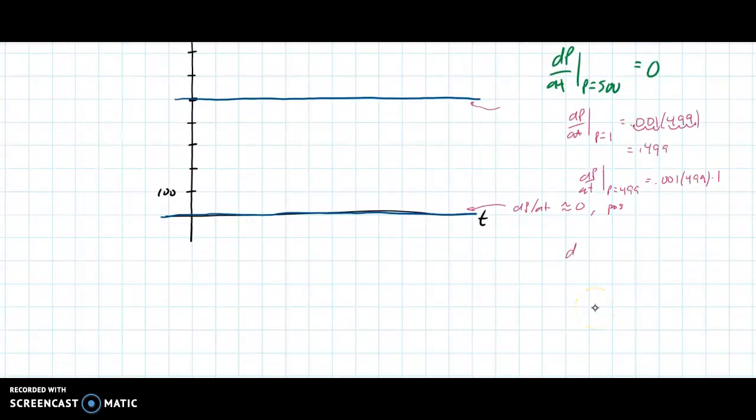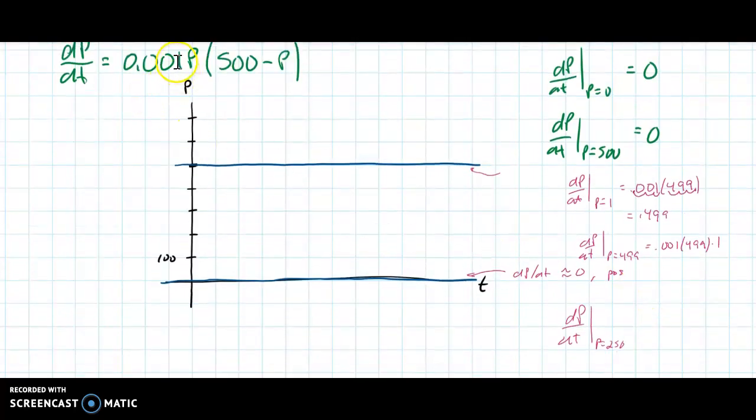So let's look at dp dt evaluated at p equal 250. But I want you to see, I get 0.001 times 250 times 500 minus 250. So that gives me 250 squared times 0.001. What is that? It's big. And what else is it? It's positive. I'm going to draw a couple solution curves that fit those ideas that I just said.